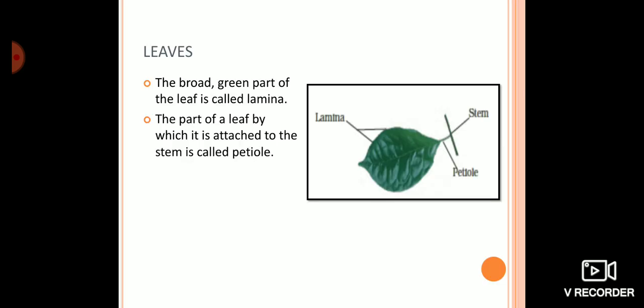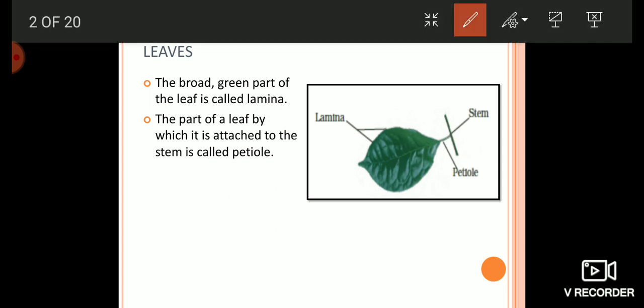So the first part is the lamina. The flat broad part of a leaf is called the lamina. And different types of plants have differently shaped laminas. This lamina receives sunlight which is used during photosynthesis. And here you can see in the picture, this broad flat green part of a leaf is called lamina.